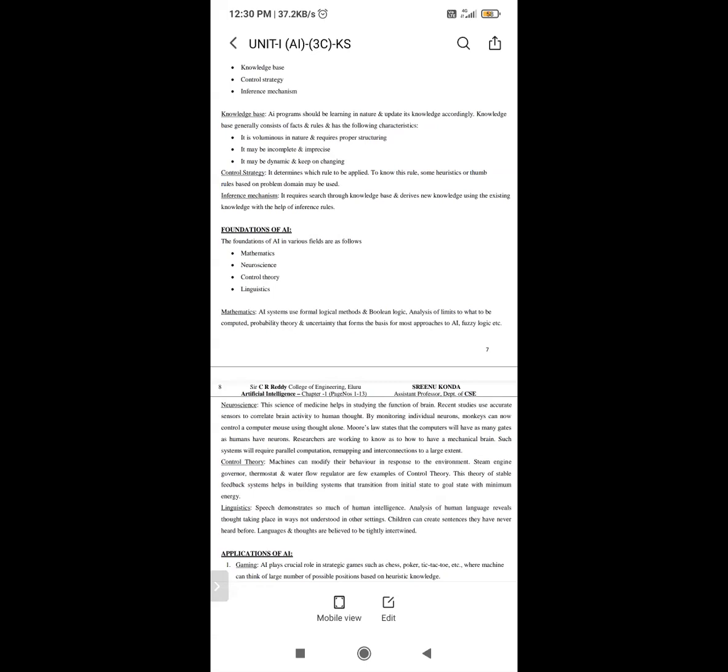Next, third one is inference mechanism. So inference mechanism is nothing but it requires search through knowledge base and derives new knowledge using the existing knowledge with the help of inference rules.